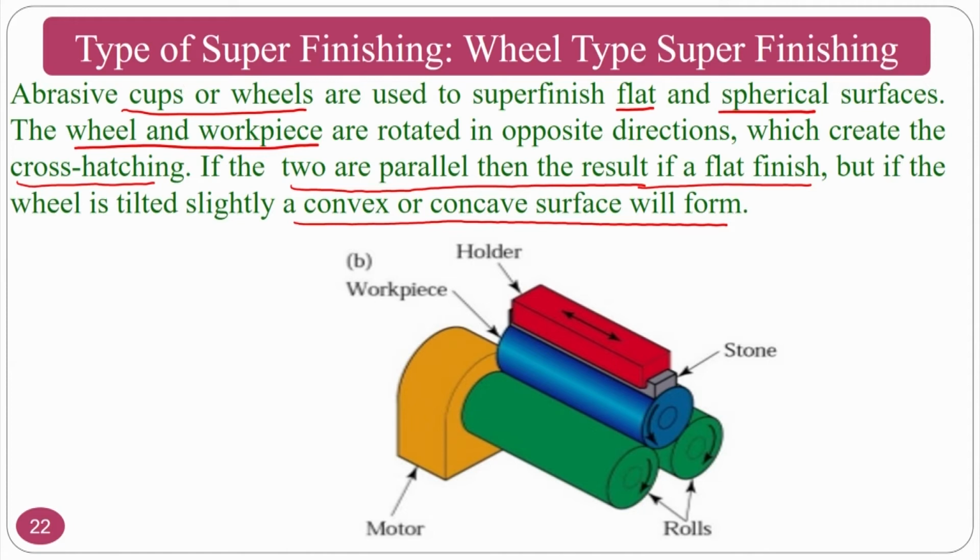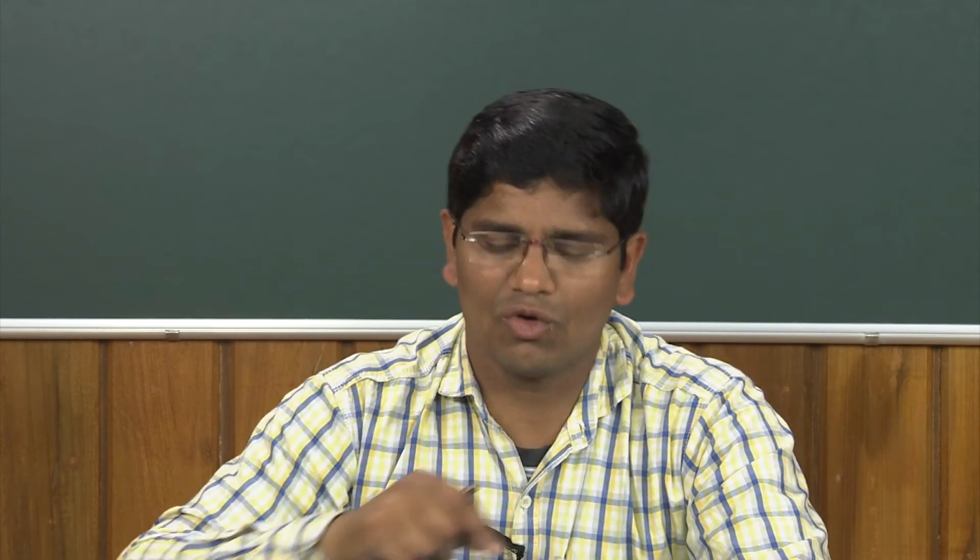There are two varieties, one is a plunge type, another one is a wheel type of super finishing, and the plunge type is used for its own applications, the roller type is also used for its own applications. If I require a cross hatch pattern, then I can go for a roller one. If I want the flat, the normal one, then I can go for the plunge one.